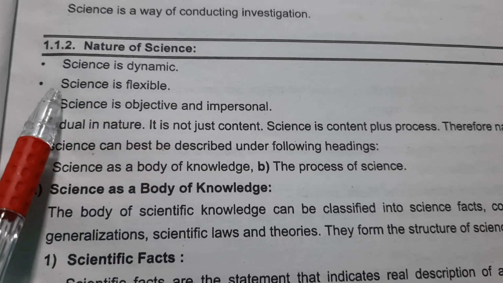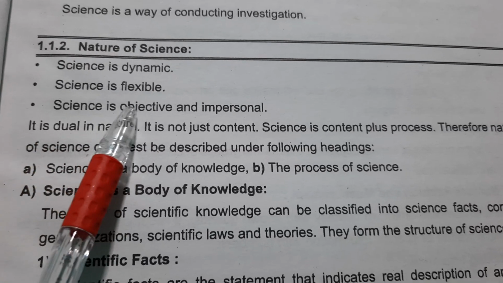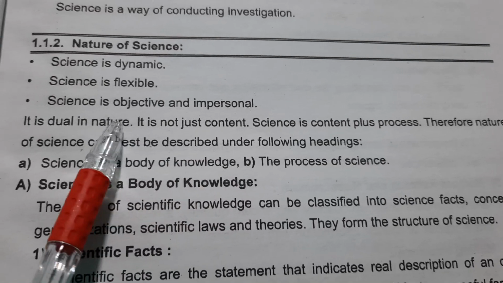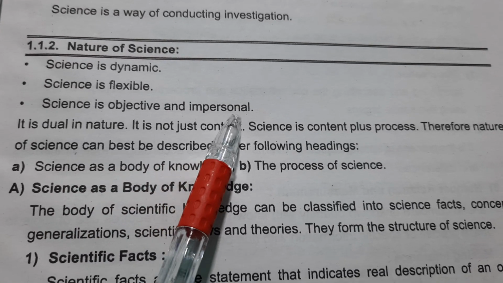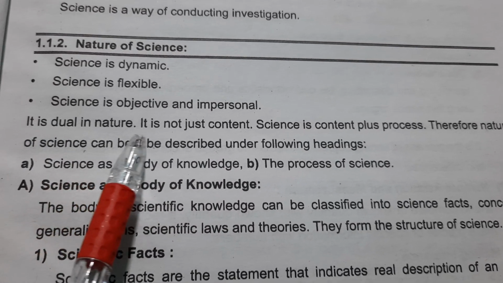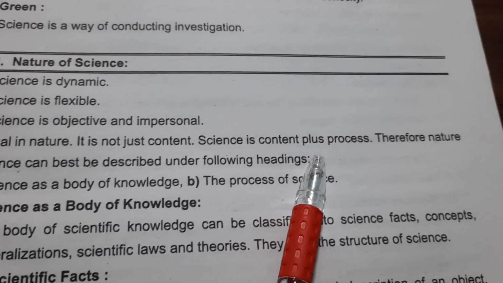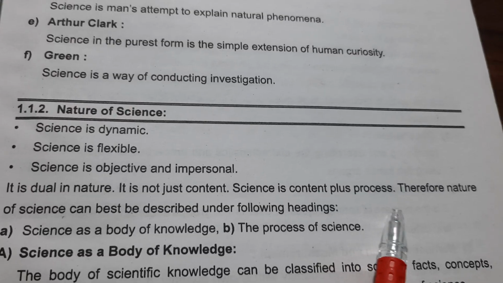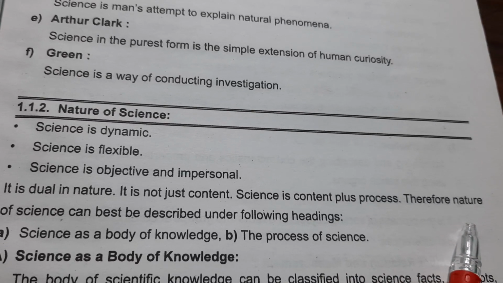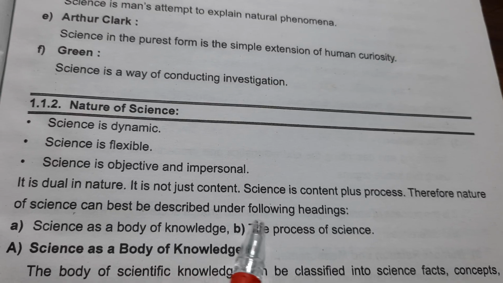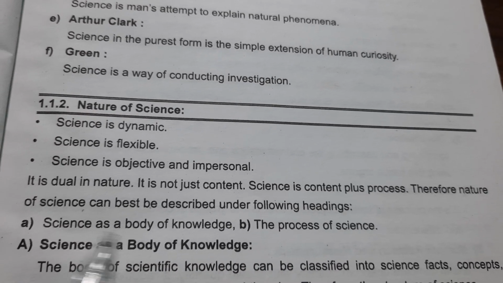Nature of science. Science is dynamic, flexible, objective and impersonal. It is dual in nature. It is not just content, science is content plus process. Therefore, the nature of science can best be described under the following headings.